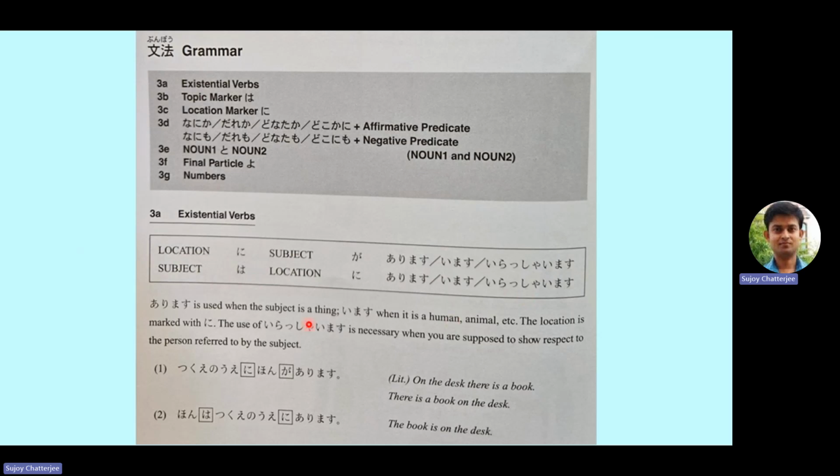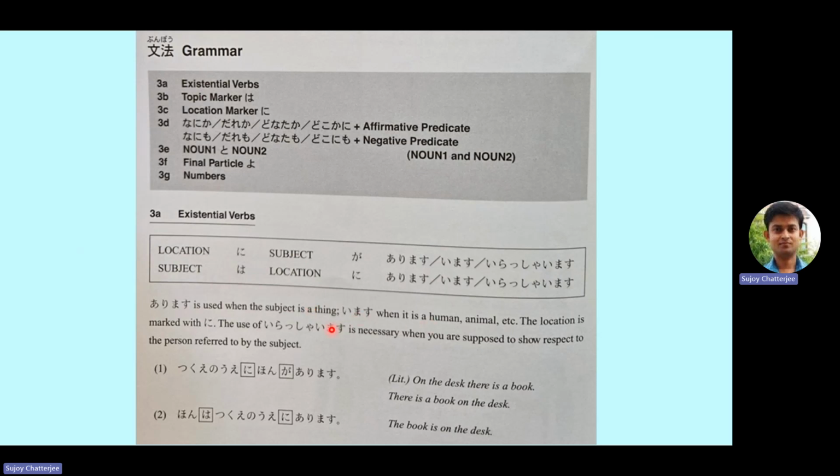First thing, we begin with arimasu. Arimasu is used when the subject is a thing. That means a non-living object or inanimate, you can say. Imasu is used when it is a human, animal, etc. That means a living organism. But again, the plants will be treated under arimasu. When you talk about plants, it will be arimasu.